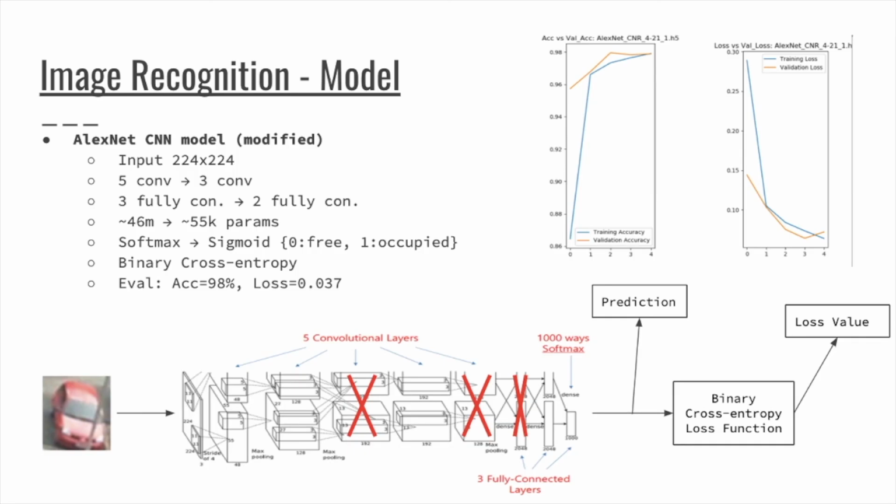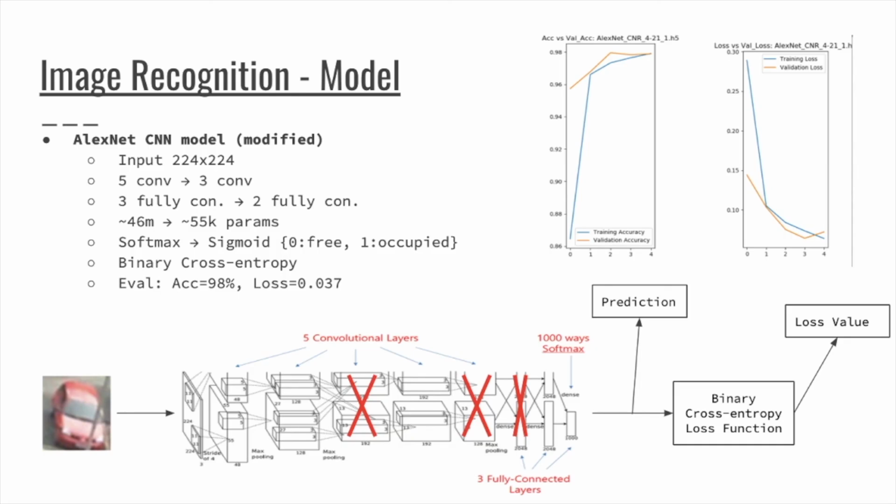One of the small changes we made to this modified AlexNet CNN model was changing the output layer's activation function from a softmax to a sigmoid function. In doing so, we only had one output, which would output a value between 0 and 1. If the value was closer to 0, then the prediction would deem that the spot was free, and if the output was closer to 1, then the prediction would deem that the spot was occupied.